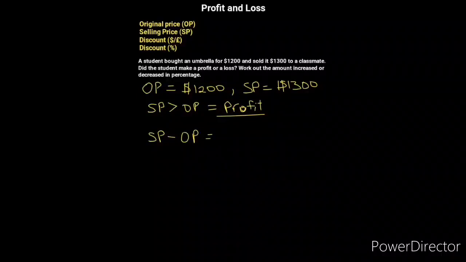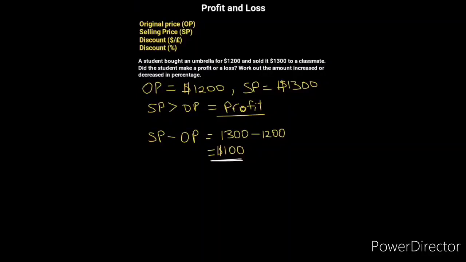So we're going to subtract our original price from our selling price, and we'll have $1,300 subtract $1,200. That would give us a total of $100. This is our amount in profit that we make. Now we need to find the percentage of this amount. We know our original price once again is $1,200.